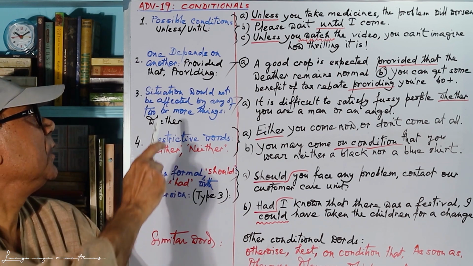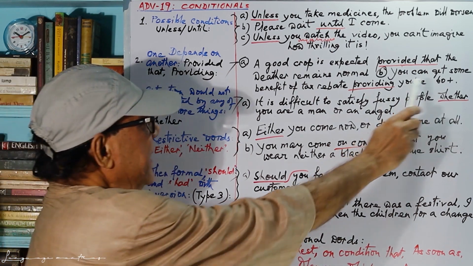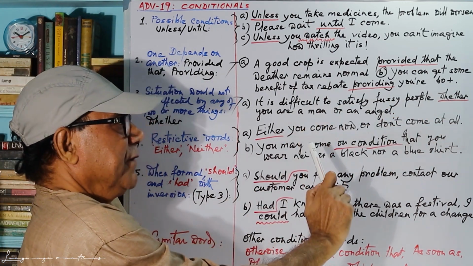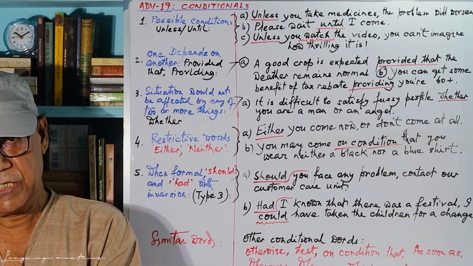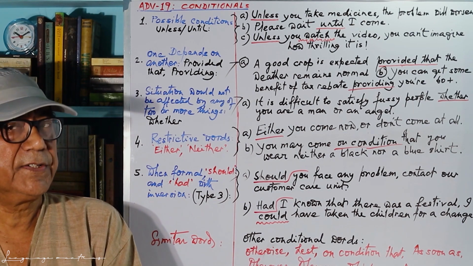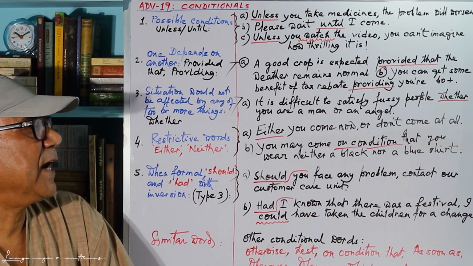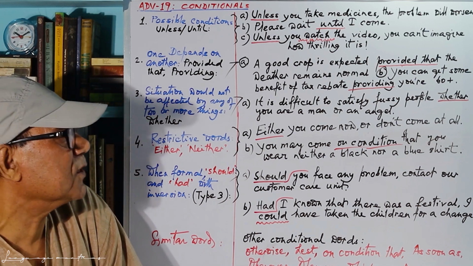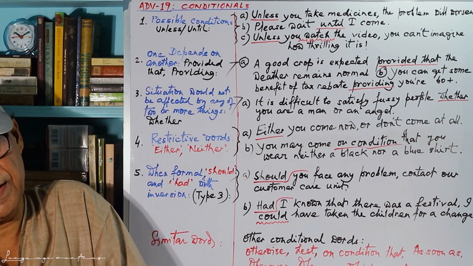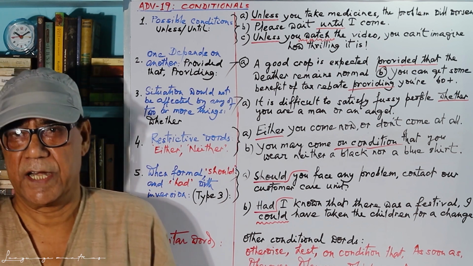Example number 2, with providing: you can get some benefit of tax rebate, providing you are 60 plus. If you are 60 plus, you can expect some tax benefit. You can get some benefit of tax rebate is the principal clause, whereas the next part, providing you are 60 plus, is the conditional clause, a subordinate clause.